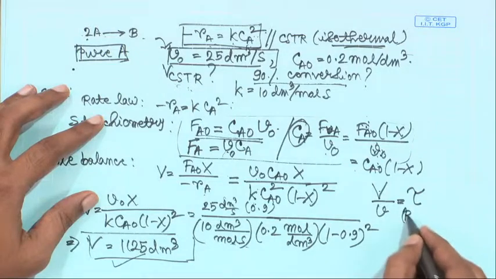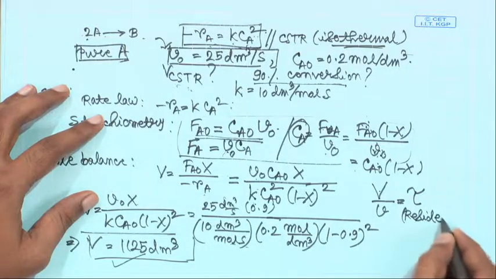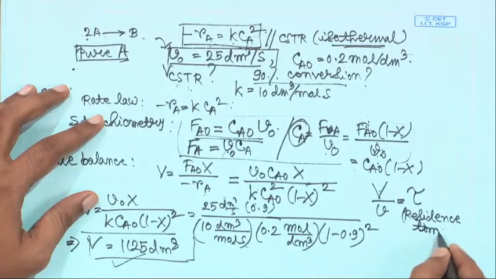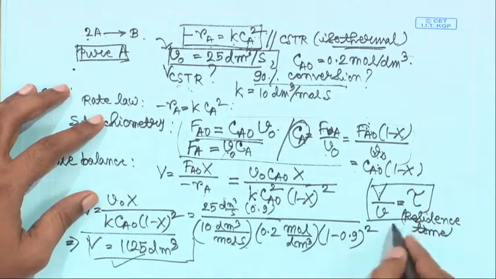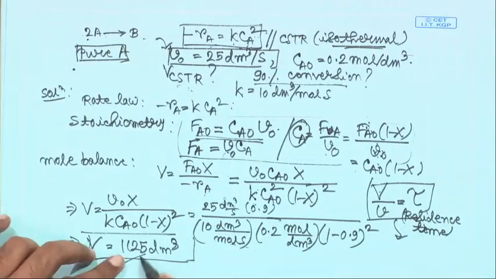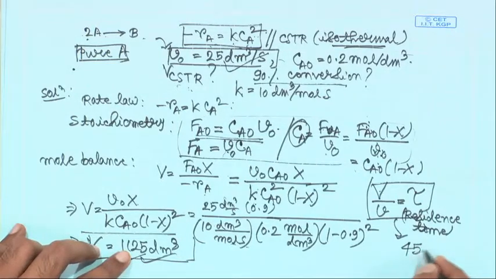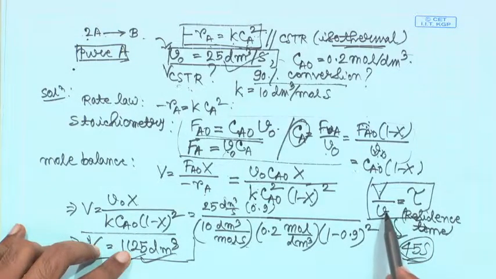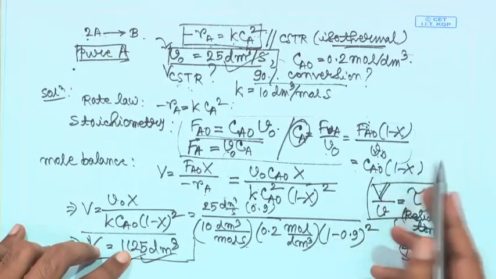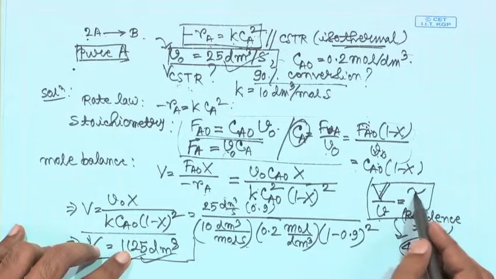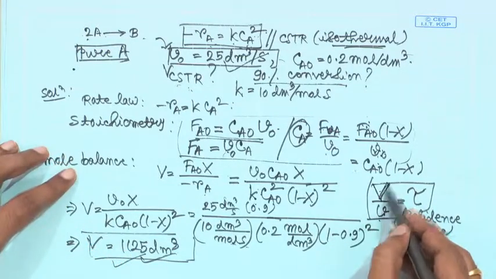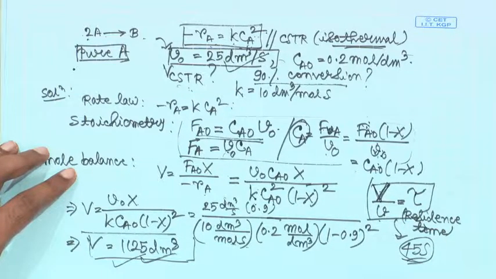So what does it tell you, what is the residence time? Capital V is already known and small v is already known, 25 decimeter cube per second. If you take the ratio, it will be 45 seconds. Now, this residence time is very, very important. You can change the residence time by changing the volumetric flow rate in. When capital V is constant, you are not changing the reactor volume, but you can change the residence time, and if you change the residence time, you may change the extent of conversion.